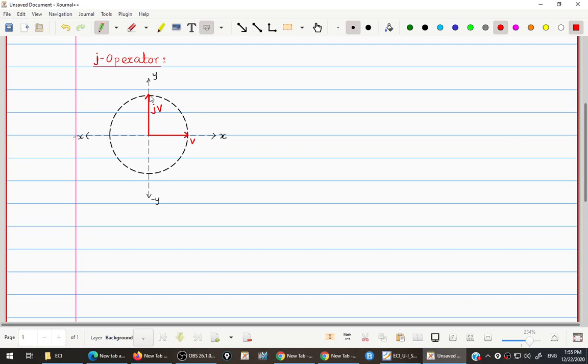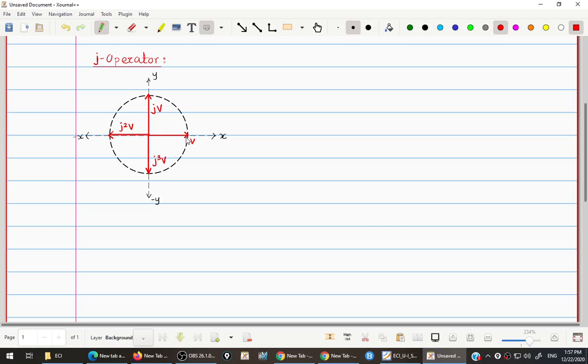This dotted circle indicates the rotation of the phasor. Now your new phasor is J into V. If I again multiply this JV with operator J, it again rotates by 90 degrees, and you get a new phasor. Since JV is multiplied with J, it becomes J square V. Again we multiply this J square V with operator J, and the phasor is rotated by another 90 degrees, so you get J cube V. This circle indicates the direction of rotation of the phasor.